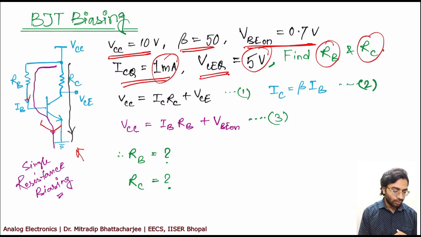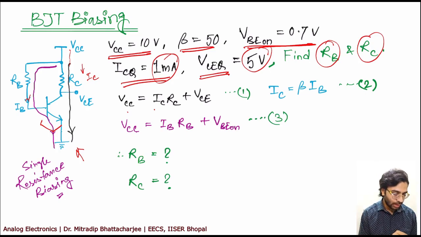Okay, so if you take this black path, then you will find VCC is equal to IC RC plus VCE, normal KVL equation I apply. So VCC will be equal to IC into RC, because IC is flowing in this direction. So it will be VCC equal to IC into RC plus VCE. This is equation number 1. What is your equation number 2? If you take the other route through RB, so what will be the equation in that case?